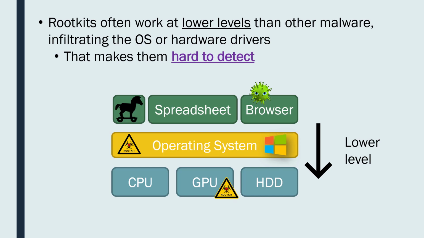So rootkits are very hard to detect by antivirus software and also very hard to get rid of once you have one. You may even need to reinstall everything, wipe your computer and start fresh. So not ideal at all.